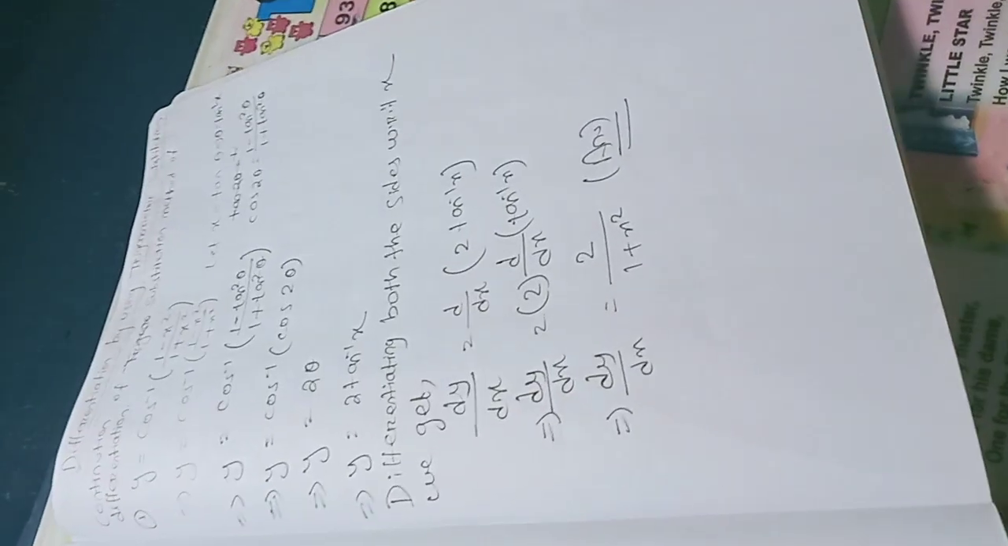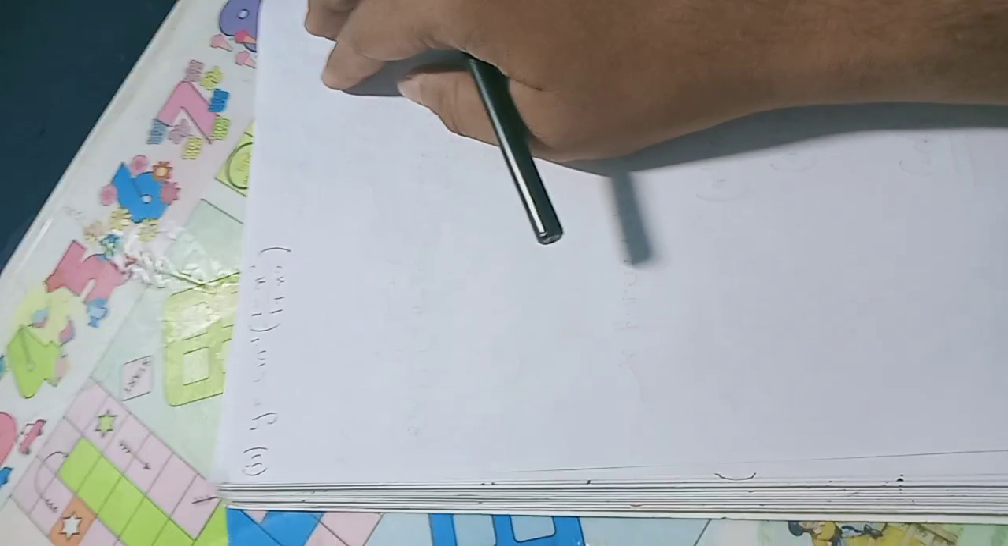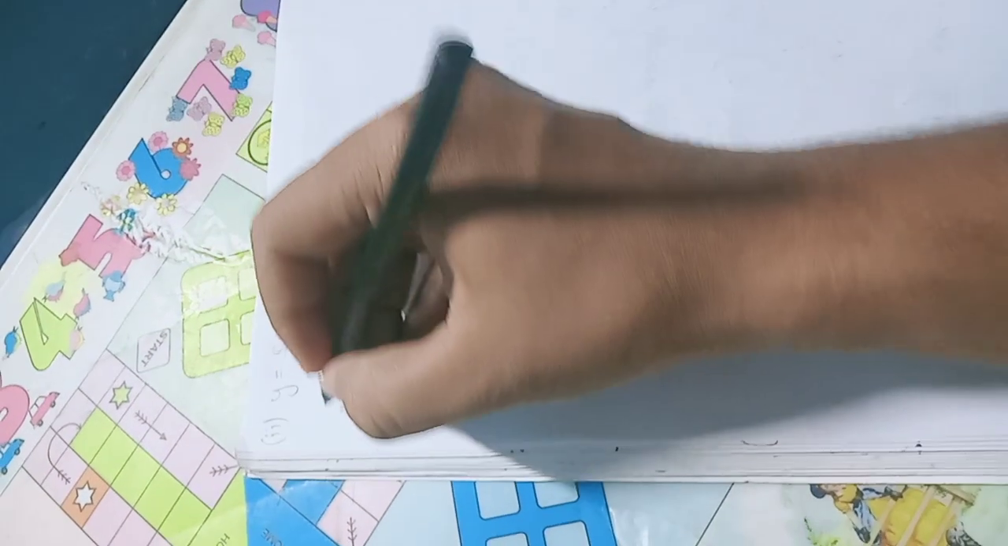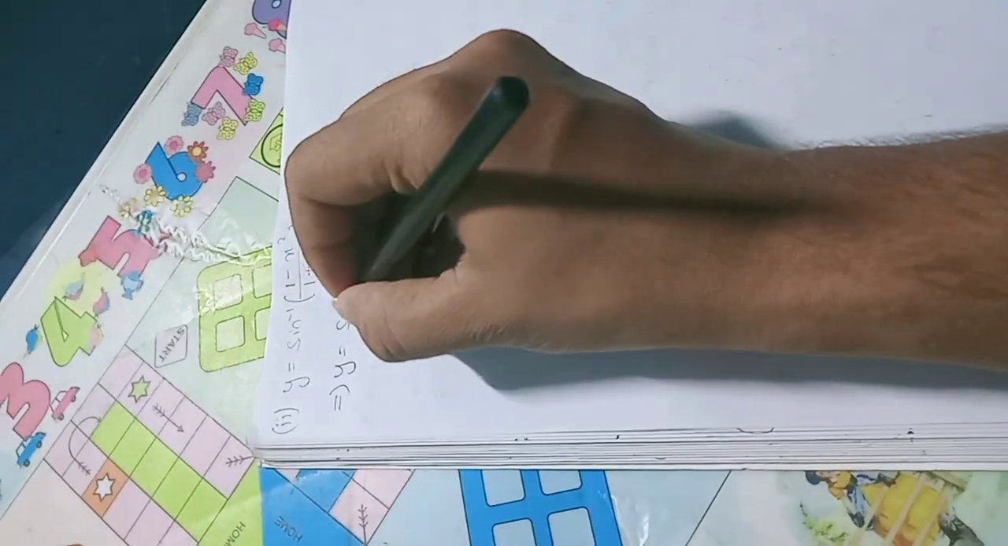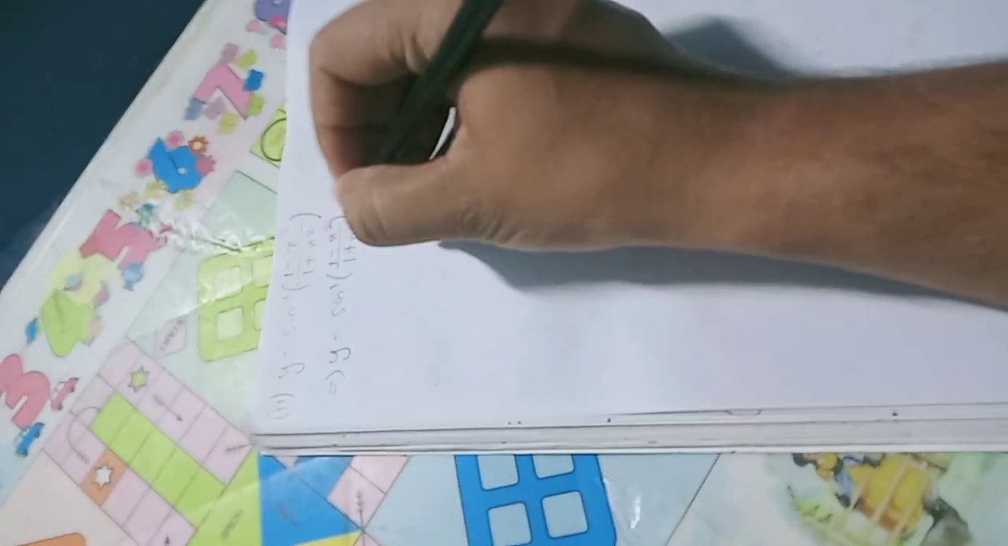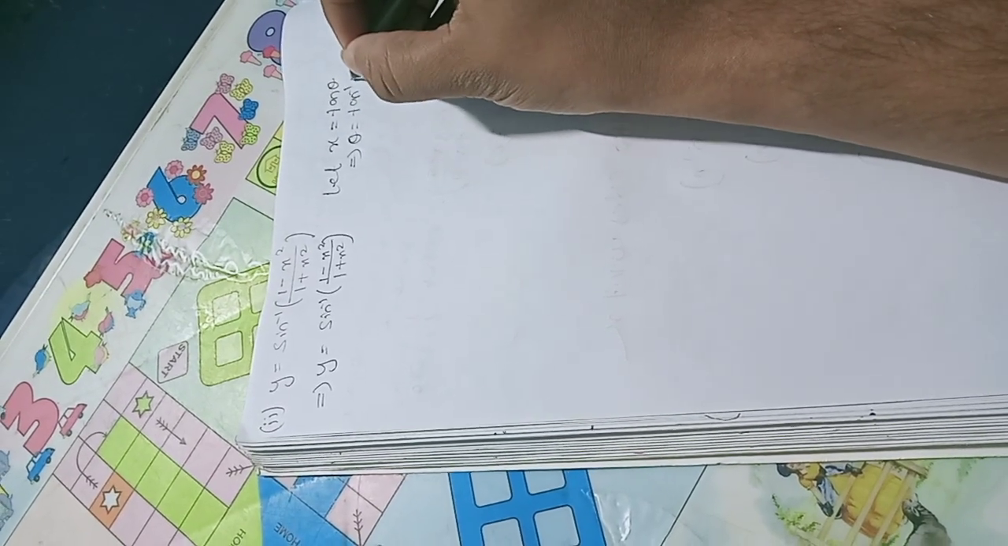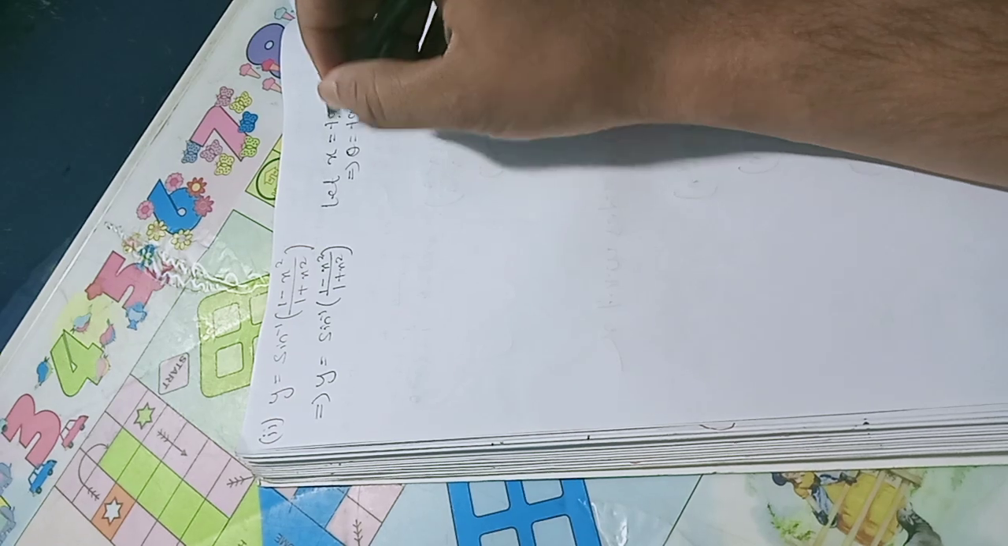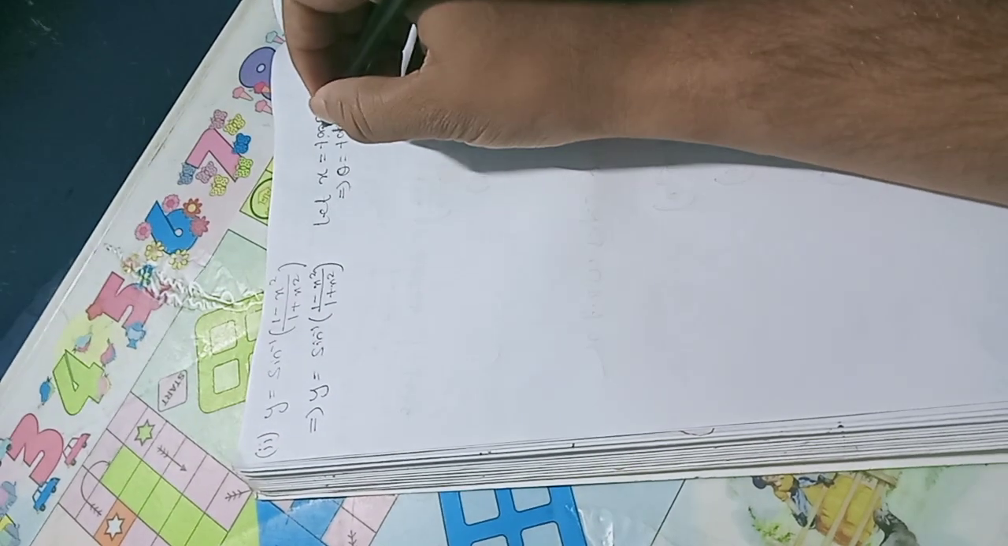See, next question is y is equal to sin inverse of (1 minus x square) by (1 plus x square). Let's see how can we do it. Implies y is equal to sin inverse of (1 minus x square) by (1 plus x square). Here let x equals tan theta. Implies theta is equal to tan inverse x. X is tan theta, if you can find the value of theta, then tan inverse will be coming here.